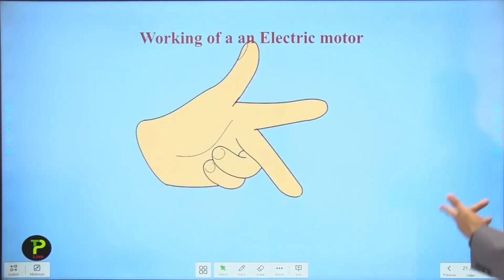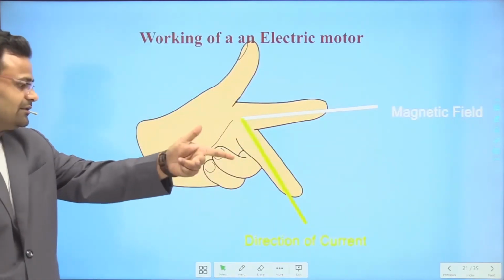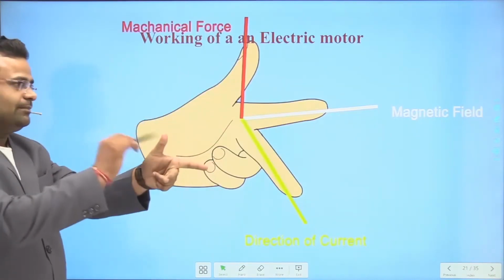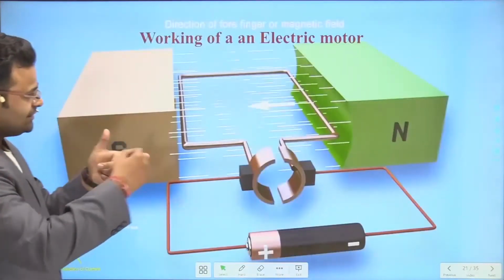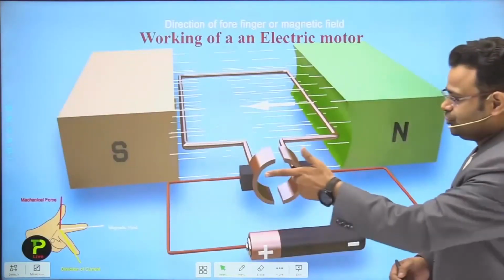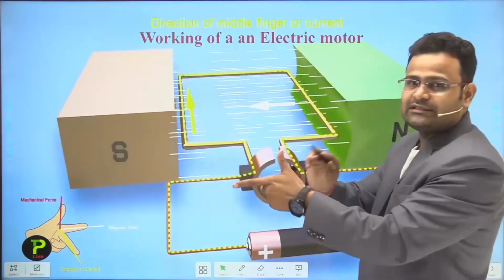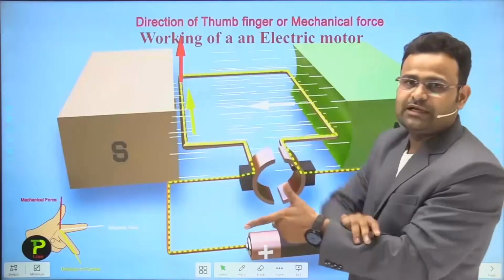How to apply Fleming's left hand rule? Let's see continuously. That is the magnetic field, that is the direction of current, and that is the upward direction. The thumb shows the direction of force. The magnetic field is between north and south, and the current will flow in that direction. So the direction of force in that part is upward.